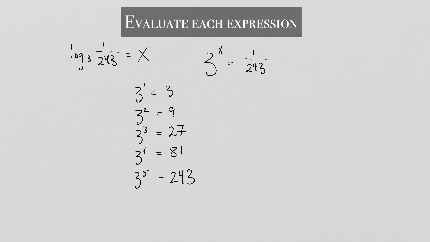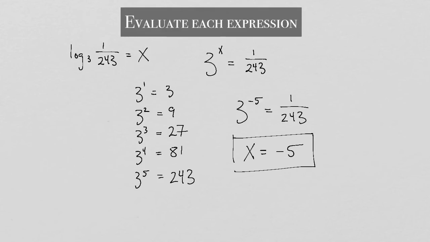But we realize that this must be a negative number. So we're going to go ahead and say 3 to the negative fifth equals 1 over 243. Therefore, x equals negative 5. So what we're saying is log base 3 of 1 over 243 equals negative 5. Okay, just keep in mind that when you see these reciprocals, you have a negative exponent.